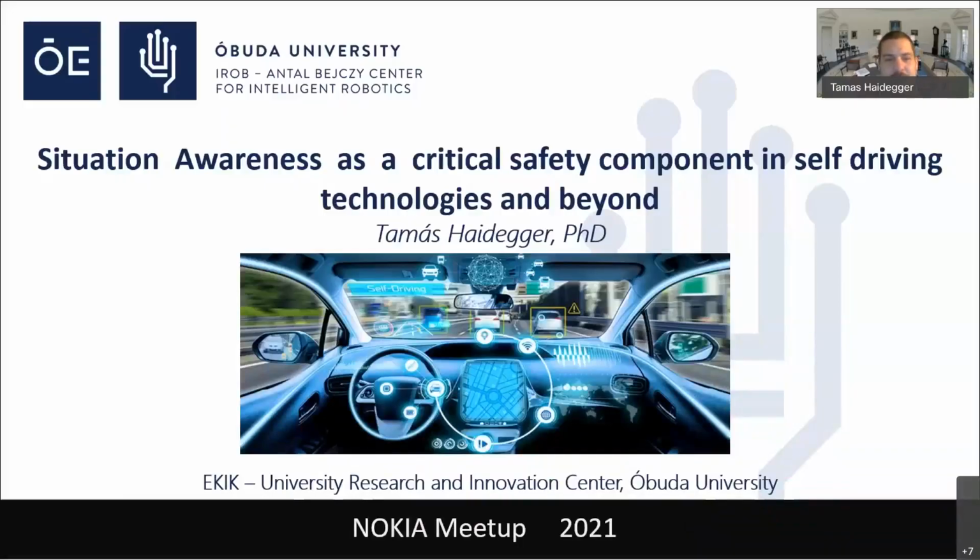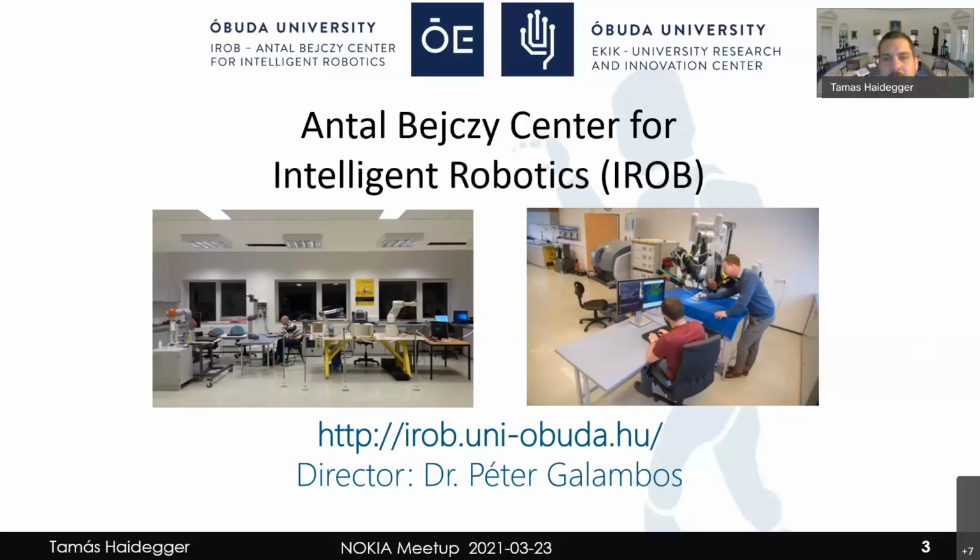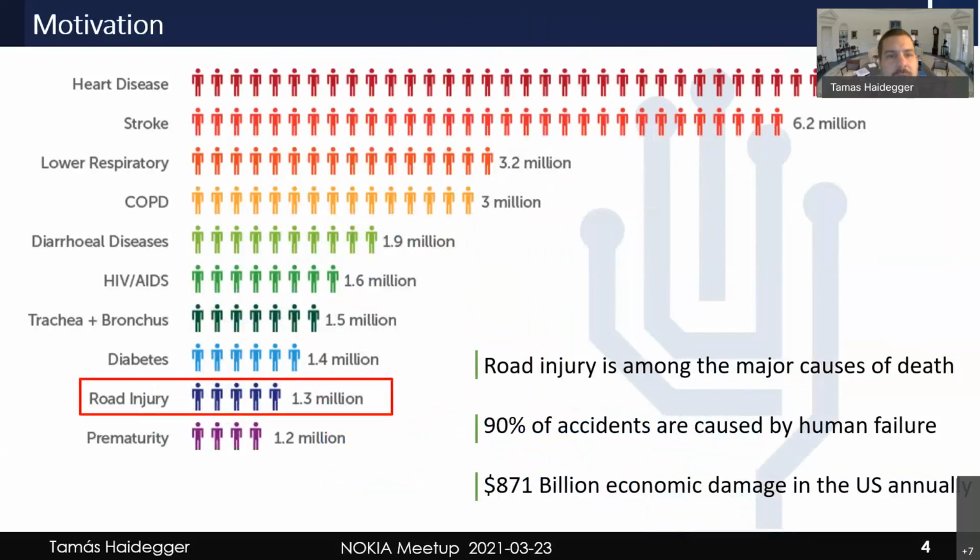And let me just drive back a little bit to the original topic that we were addressing, the situation awareness, and lean back a little bit to where we come from and why we are investigating it. I'm the Director General of the University Research and Innovation Center at UBDA University, and my primary focus is in medical robotics, but a couple of years ago we started to investigate within this particular frame self-driving cars and the handover situation, because that seems to be a key.